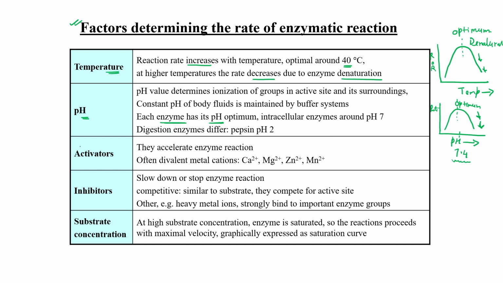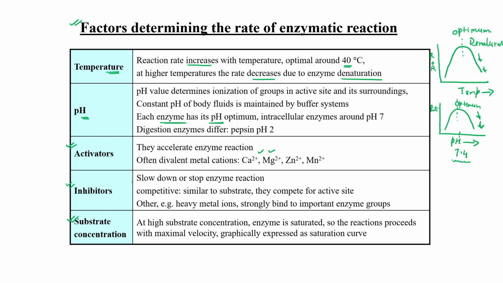Then after that, activators. Some metal ions act as activators, like calcium ion, magnesium ion, zinc, manganese. These act as cofactors, bind to the enzyme and make the reaction proceed very fast. Similarly, some kind of inhibitors, which we will discuss in this video lecture in a very detailed way. And similarly, substrate concentration.